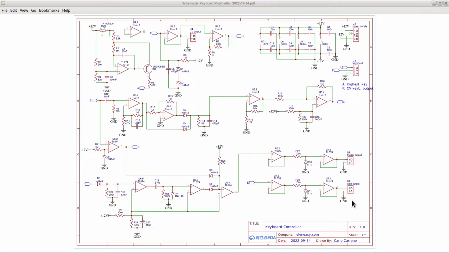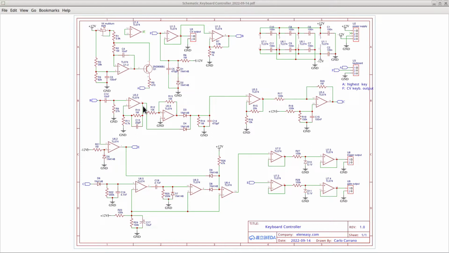Okay, let's now go back to the HP filter made out of C12 and R9. The filter will generate a pulse on pin 3 of op-amp U5.2 every time there is a change in amplitude of the CV signal. If the CV signal increases, we will have a positive pulse. If it decreases, we will have a negative pulse. So every time there is a change in the key being pressed, we will have a pulse either positive or negative on pin 3.